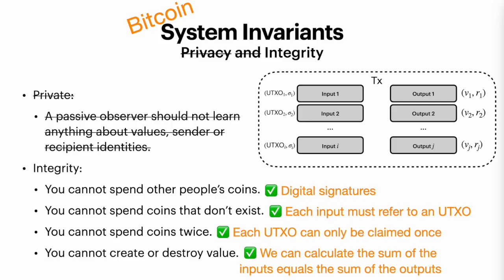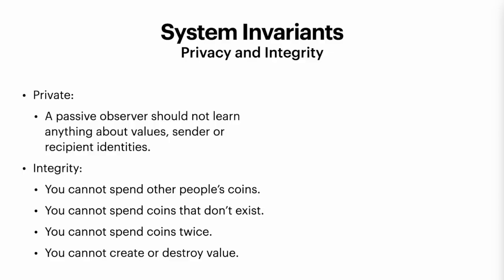And we can't create or destroy value while values are in the clear. So we can just calculate that the sum of the inputs equals the sum of the outputs. And of course, this is modulo fees. Okay, so what's the problem? Seems pretty straightforward. So how could we do this maintaining privacy?